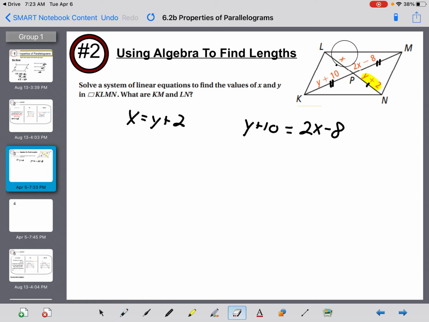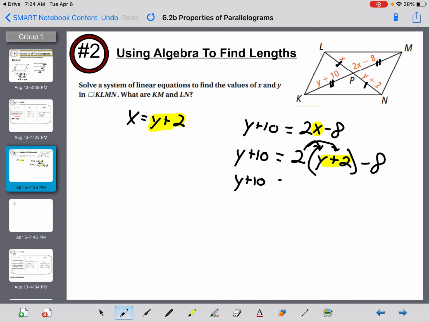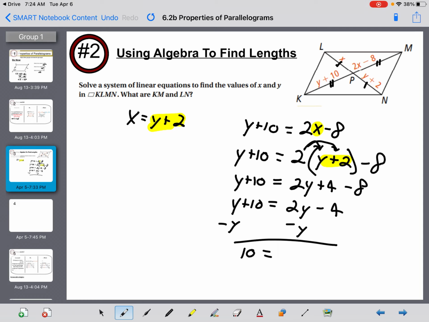Now, this is going to be some next level algebra here. Okay, we know that x is equal to y plus 2. So in my second equation, where x is, I'm actually going to plug in y plus 2. So we substituted in y plus 2 for x. Distribute: y plus 10 equals 2y plus 4 minus 8. Combine like terms: y plus 10 equals 2y, and 4 minus 8 is negative 4. I'm going to subtract y on both sides, and 10 is equal to y minus 4. Add 4 to both sides, and we finally isolated y equals 14.